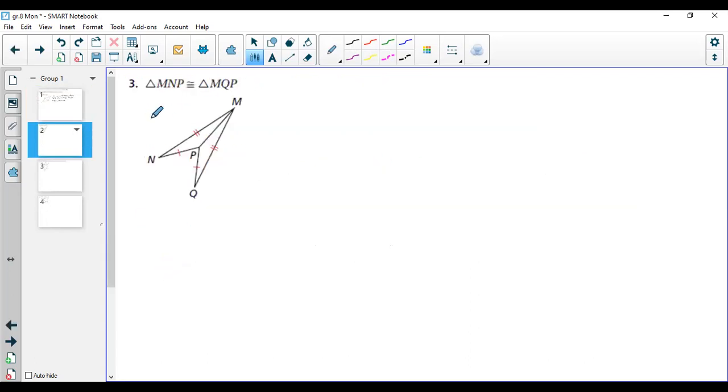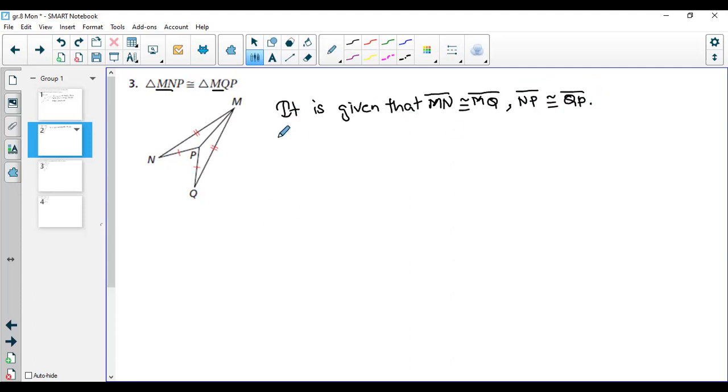Let's try one more. This is triangle MNP and triangle MQP. So always start by saying it is given. It is given that, take any two sides first. So let me take MN. Which is the congruent side of MN? It's going to be MQ. Not sure? Look at this: MN is congruent to MQ. Follow the same order. And which is the other side? We have NP, so it's going to be QP. NP is congruent to QP.